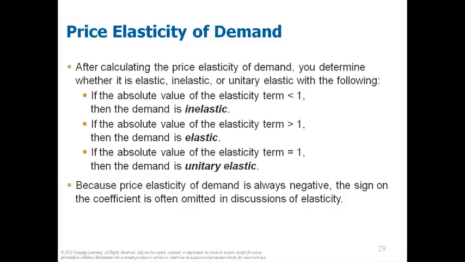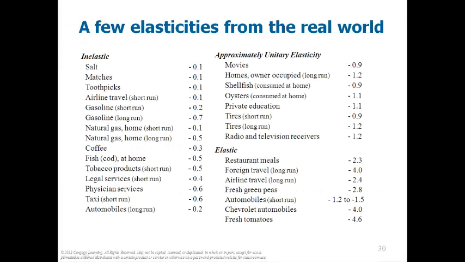After calculating the price elasticity of demand, you determine whether it's elastic, inelastic, or unitary elastic with the following rule. If the absolute value of the elasticity term is less than 1, then it would be demand inelastic. If the absolute value is equal to 1, it's unitary. If the absolute value is greater than 1, it's elastic. Demand elasticity greater than 1 implies elastic demand, less than 1 inelastic. And again, because the price elasticity of demand is always negative, the sign on the coefficient is often omitted in discussions. Here's just a few elasticities from the real world.